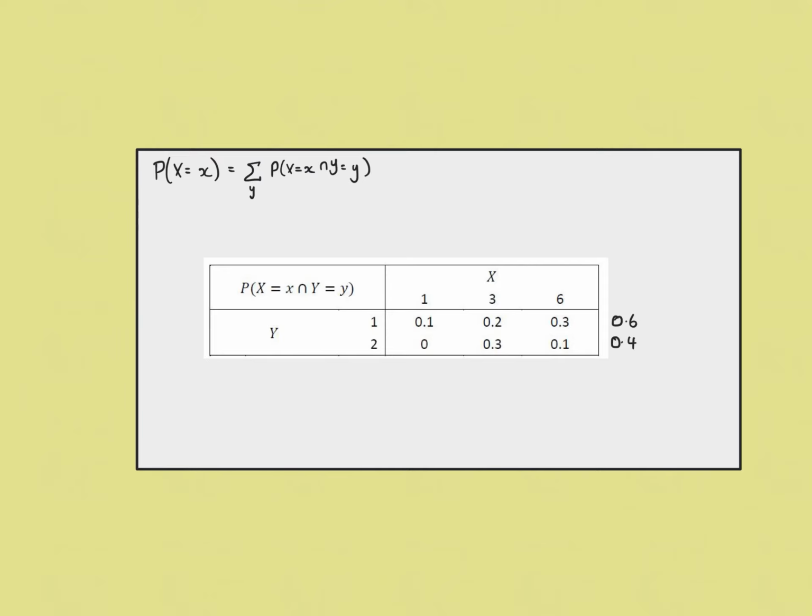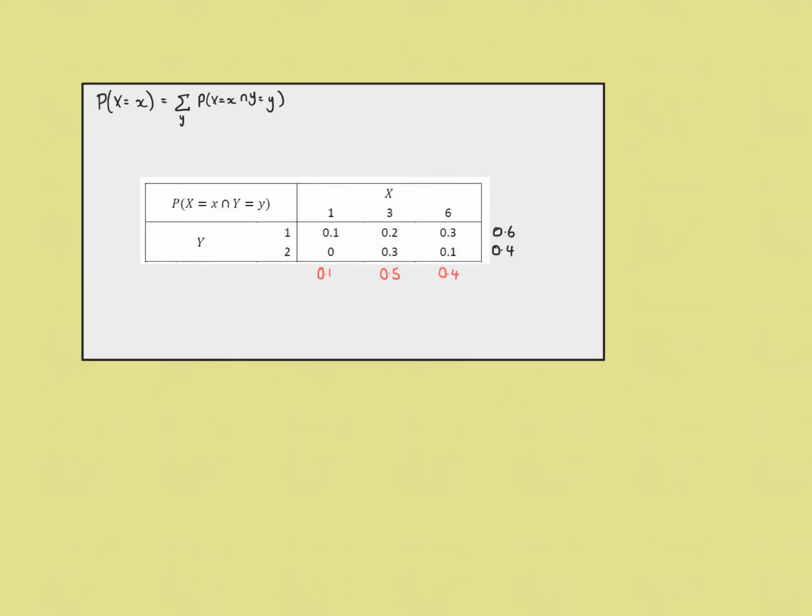We can do exactly the same for x. To find the probability that x is equal to 1, we add up all the joint probabilities where x is equal to 1, and we get a probability of 0.1. Similarly, for x is equal to 3, we get a probability of 0.5, and for x is equal to 6, we get a probability of 0.4.